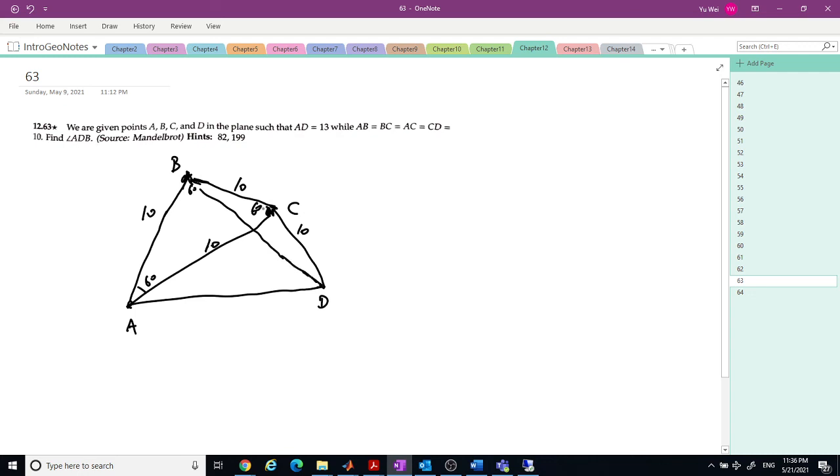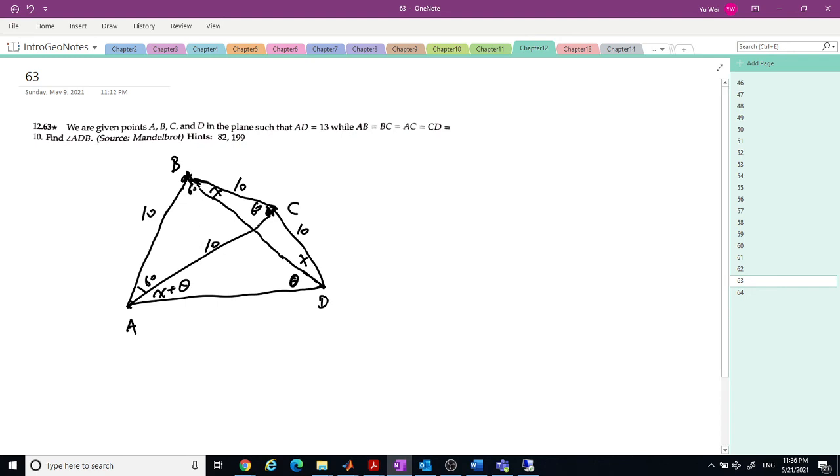Right, so what we want to solve is the angle ADB. Let's say angle ADB is theta. Then we know that BCD is an isosceles triangle. Let's say this is X. Then ACD is also an isosceles triangle, with angle X plus theta. Okay, so how can we solve for theta?